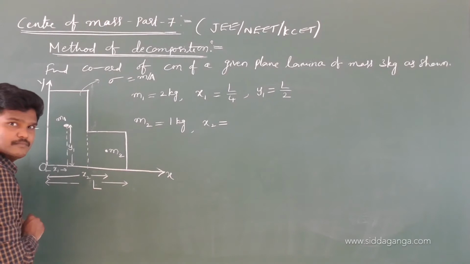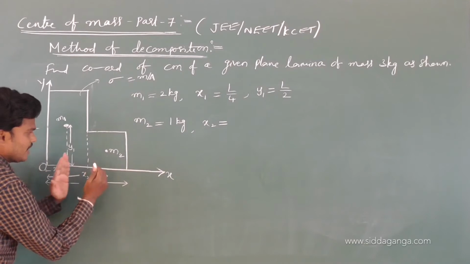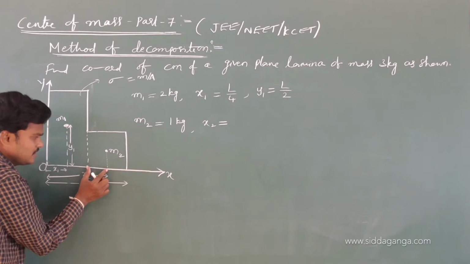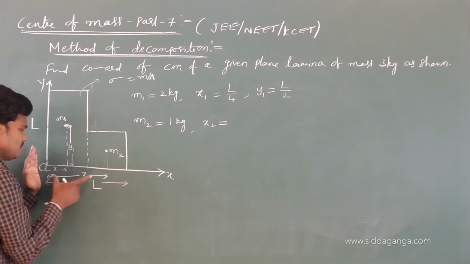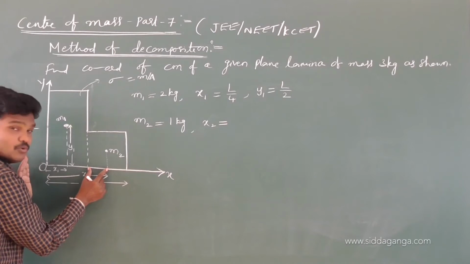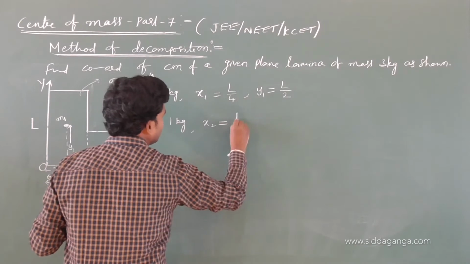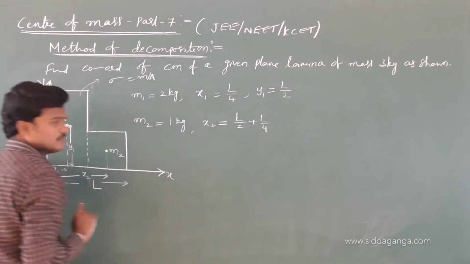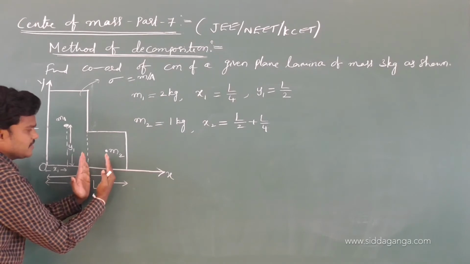Okay, I am finding coordinates from origin only. X2 up to here is L by 2, and how much is this value? See, this is the quadrant part, L by 4. This is L by 4 and this is L by 2. Actually, L minus this value. So how much is this value? L by 2, and this is L by 4. Quadrant part 1/4. L by 4 plus L by 2. So what is X2? L by 2 plus L by 4.